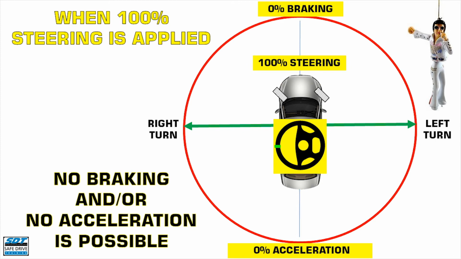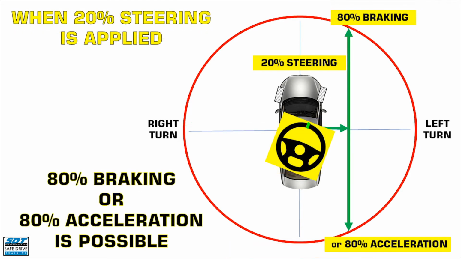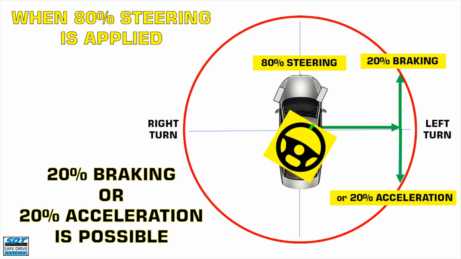Similarly, when 100% steering is applied, you cannot do any braking or any acceleration. With the steering wheel turned fully, if you press the brake or accelerator, bad things will happen. But the traction circle also shows us when steering a little, lots of braking or lots of acceleration are possible, and when steering a lot, but not to the maximum, a little braking or a little acceleration are possible.